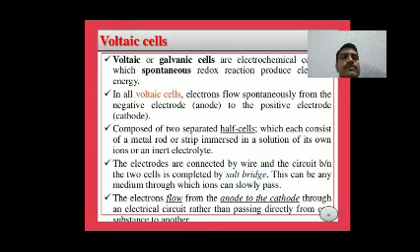Now we discuss the galvanic cell or voltaic cell. The cell which converts chemical energy into electrical energy by spontaneous redox reactions is called a voltaic cell. The cell which converts chemical energy into electrical energy by spontaneous redox reactions is called a galvanic cell.